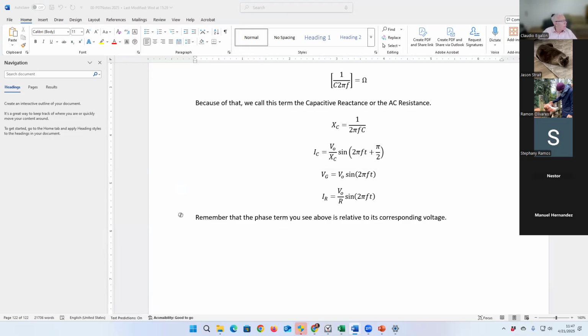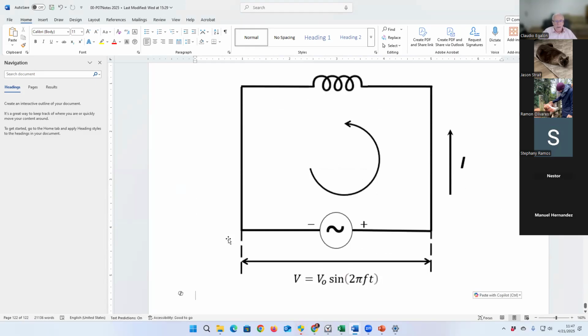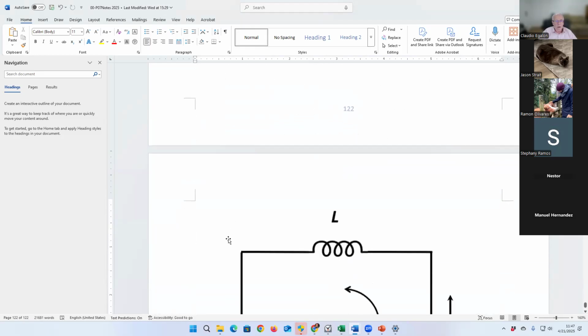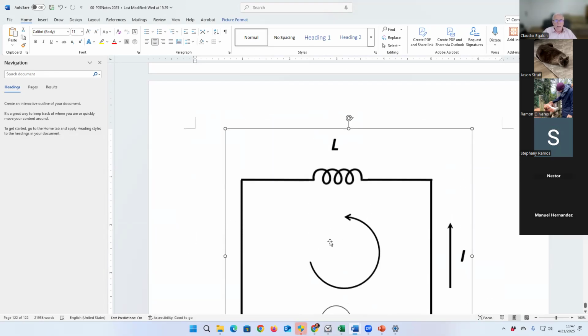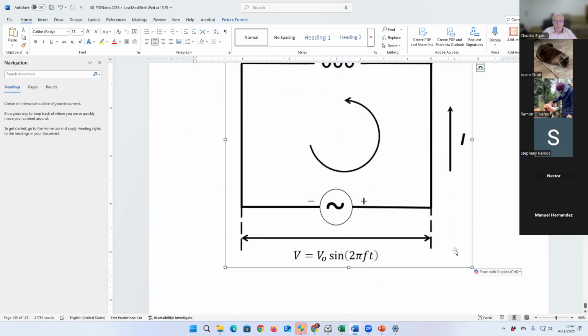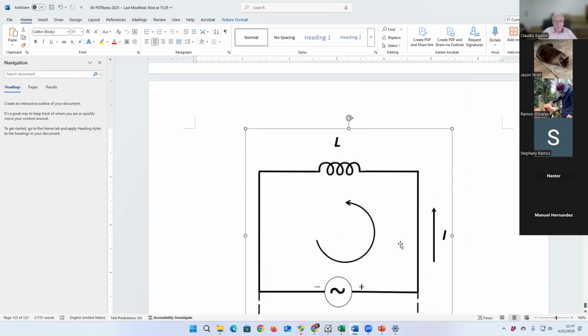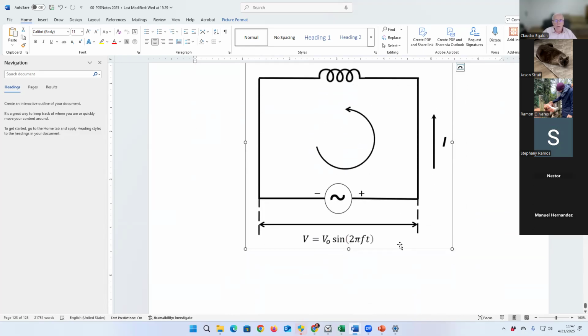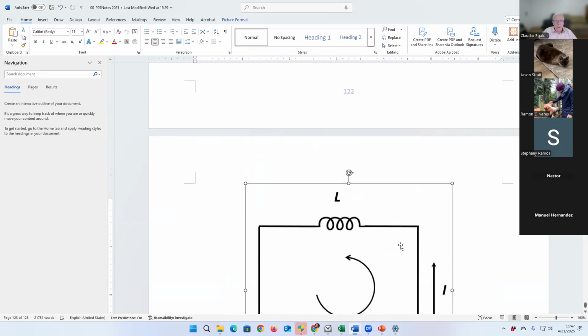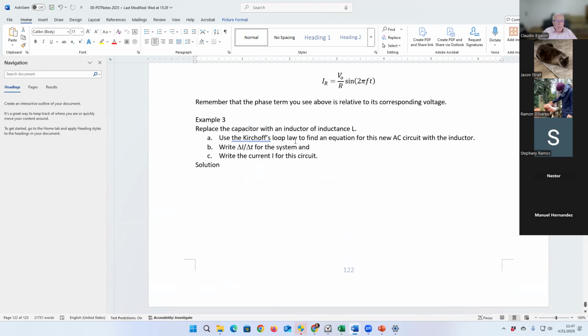Well, the third example is going to be of the inductor. Let me just set up this example for you. Okay, so here we go. Our third circuit, replace the capacitor with an inductor. The inductor is just like a coil. And we have to use Kirchhoff's loop law to find an equation for this new AC circuit. Let's set this one up. Okay, so here we go.